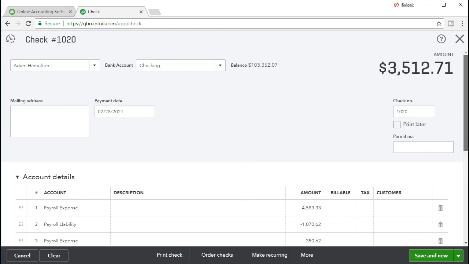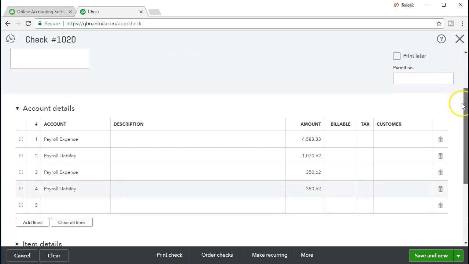So if we scroll up here, 3512.71. So that's good. That's how much is actually coming out of our checking account. That'll be reducing our checking account by what we actually paid the employee. And then we say that the expense is actually this. So the expense is higher. That's what was earned. And then we reduced the expense by the payroll liability. So this is the Social Security, Medicare, and income taxes.